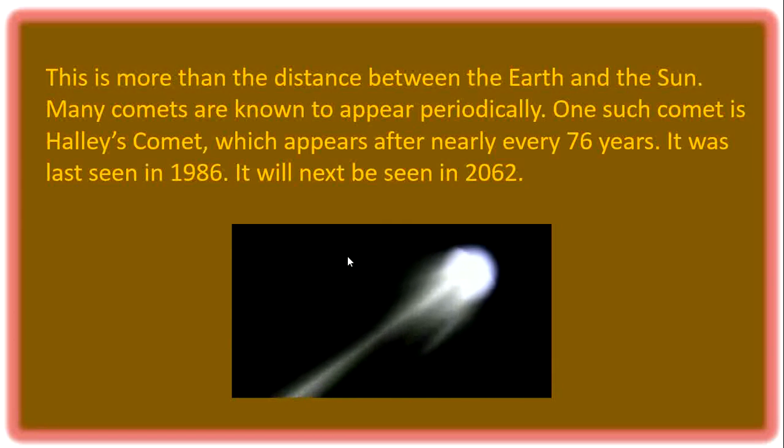Many comets are known to appear periodically. One such comet is Halley's comet, which appears nearly every 76 years. It was last seen in 1986. Now, when will it be seen again? It will next be seen in 2062.